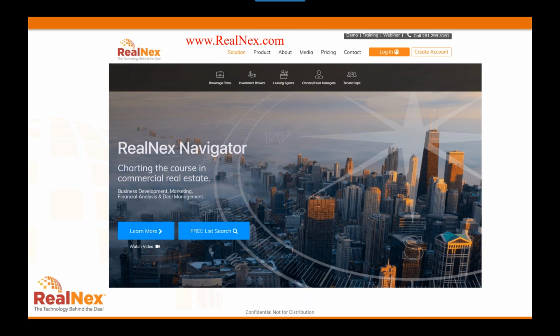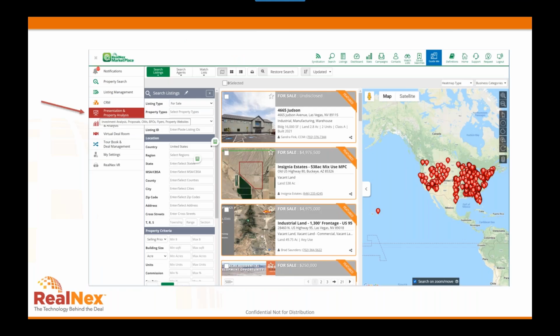So RealNex Navigator includes the DCF analysis. So you would go to www.realnex.com and log in. And what we're talking about today is using the presentation and property analysis. There's a whole lot of other things you can do, of course, in RealNex Navigator.